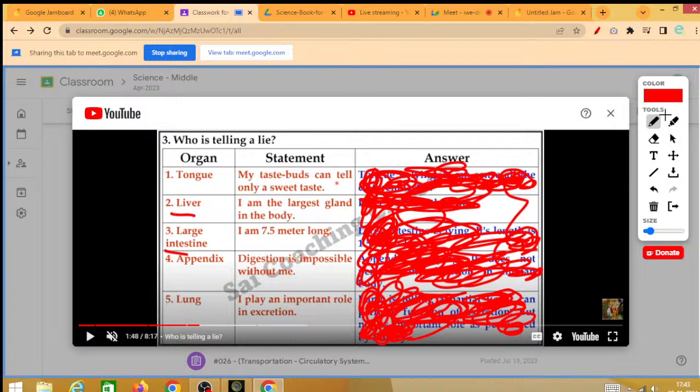Large intestine. I am 7.5 meters long. Ma'am, the large intestine is 9. Very good. Because the large intestine is 1.5 meters long. Very good. Next. Yukti.